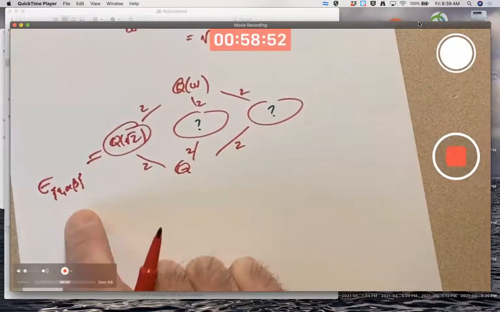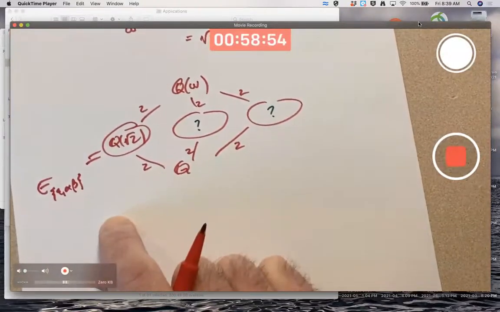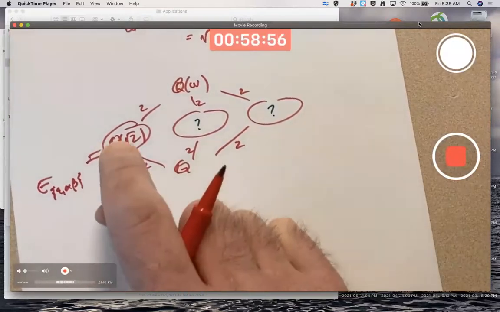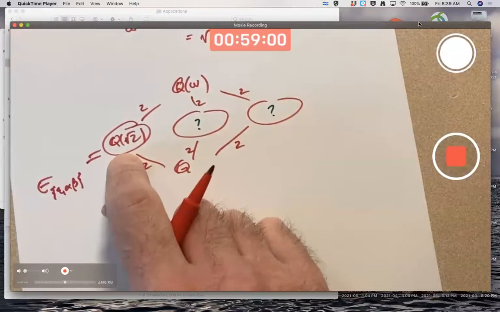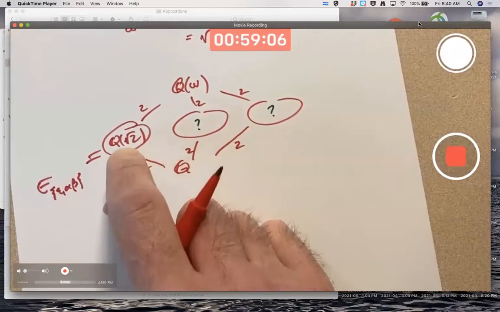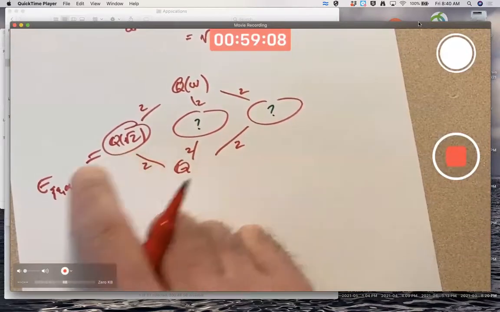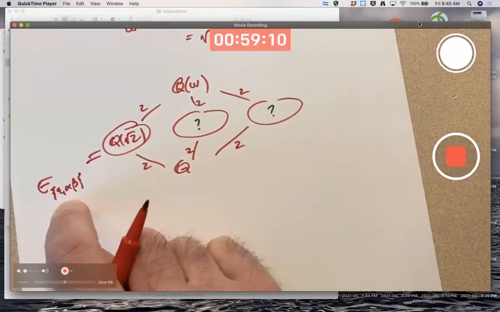Using the fixed field notation, E sub h in general is going to be the subfield of Q omega, a field extension of Q, where everything in here gets mapped to themselves under these two automorphisms.